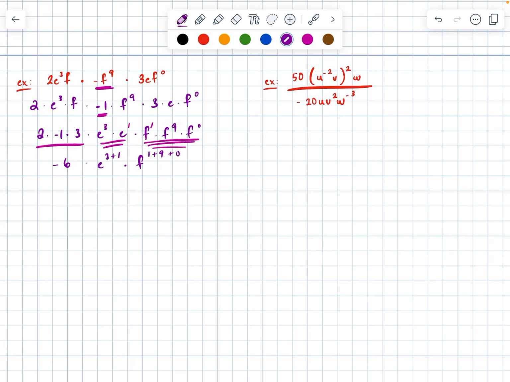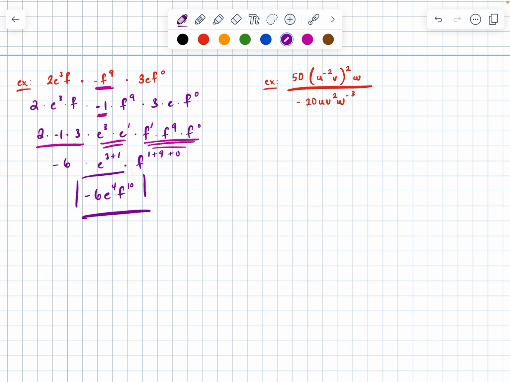From here, all I got to do is simplify. Smushing everything together, well, I've got -6. E to the power of 3 plus 1 is e to the power of 4. F to the power of 1 plus 9 is 10, plus 0 is still 10. So -6, e to the 4th, f to the 10th is my final answer.